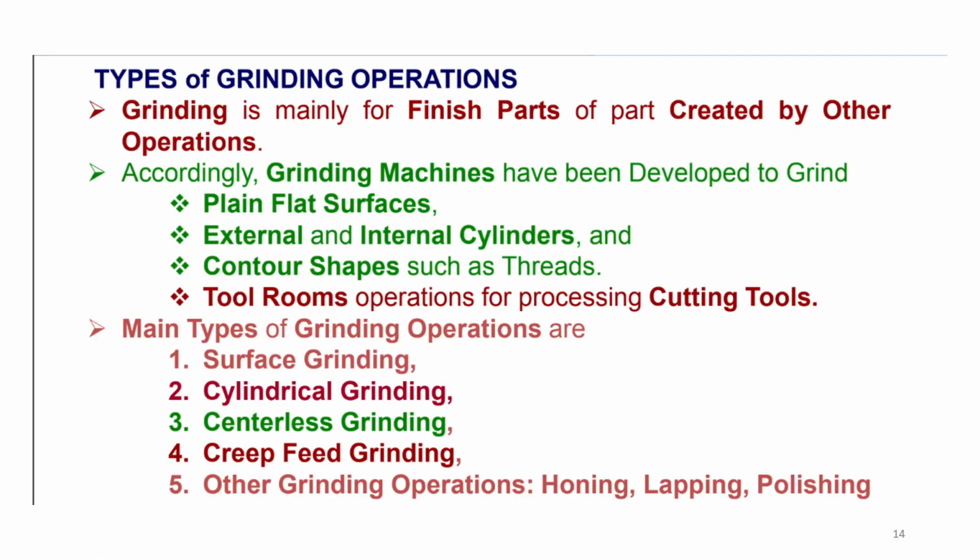Then grinding operations. So firstly we went through the types of grinding. Grinding is mainly for finished parts, a part created by other operations, and grinding machines have been developed to grind plain flat surfaces, external or internal cylinders, contour shapes, and for cutting tools. The main types are surface grinding, cylindrical grinding, centerless grinding, chip feed grinding, creep feed grinding, and other grinding operations such as honing, lapping and polishing.